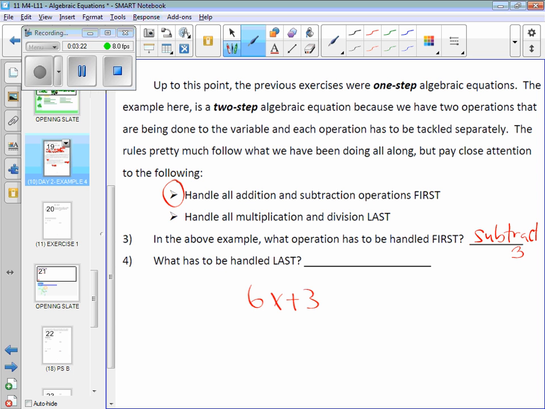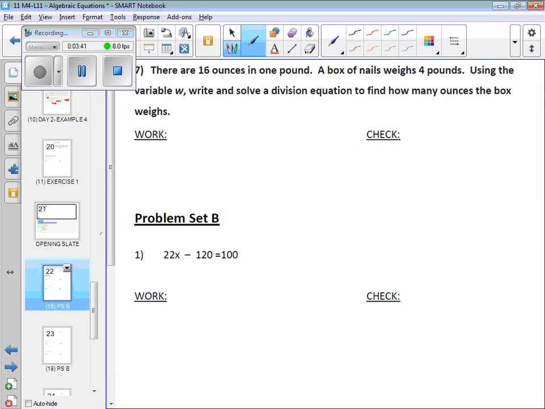Which we'll do on the next page. Then what? 10. You have to then divide by 6. It's going like in reverse PEMDAS, inverse operation. I'll show it to you on the next page how it looks when you track it out.